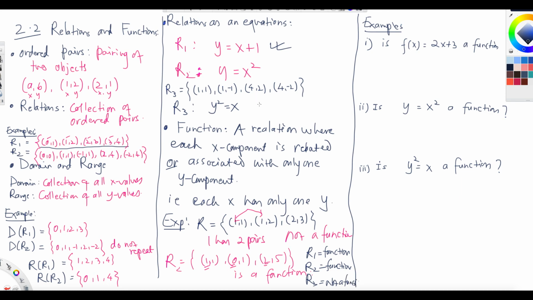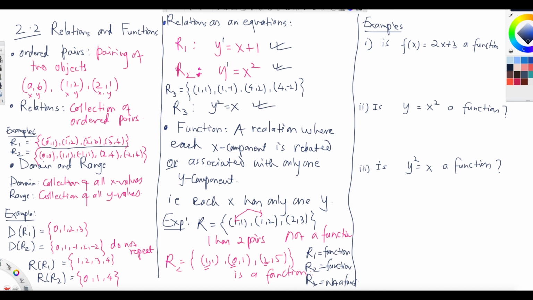Okay, now the next thing: is there a way that we can look at the equation and then say whether it is a function or not? Is there a shortcut way to do that? The answer is yes. You look at the exponent. If the exponent of y is odd, then it is a function. If the exponent of y is even, it is not a function.